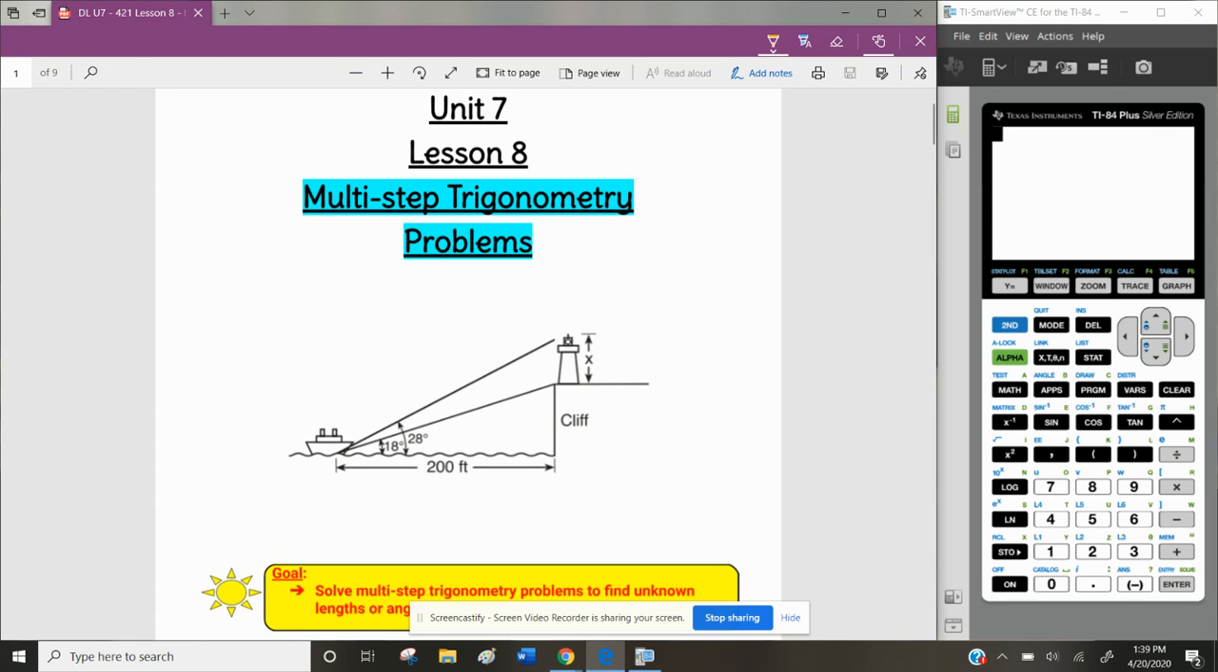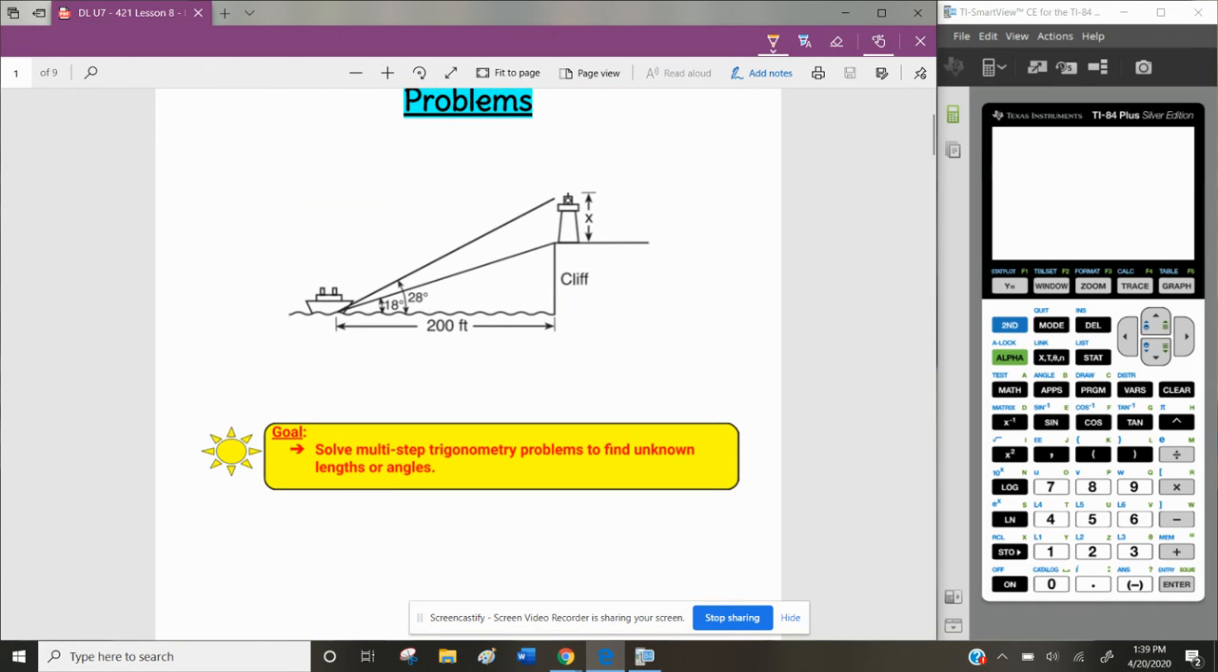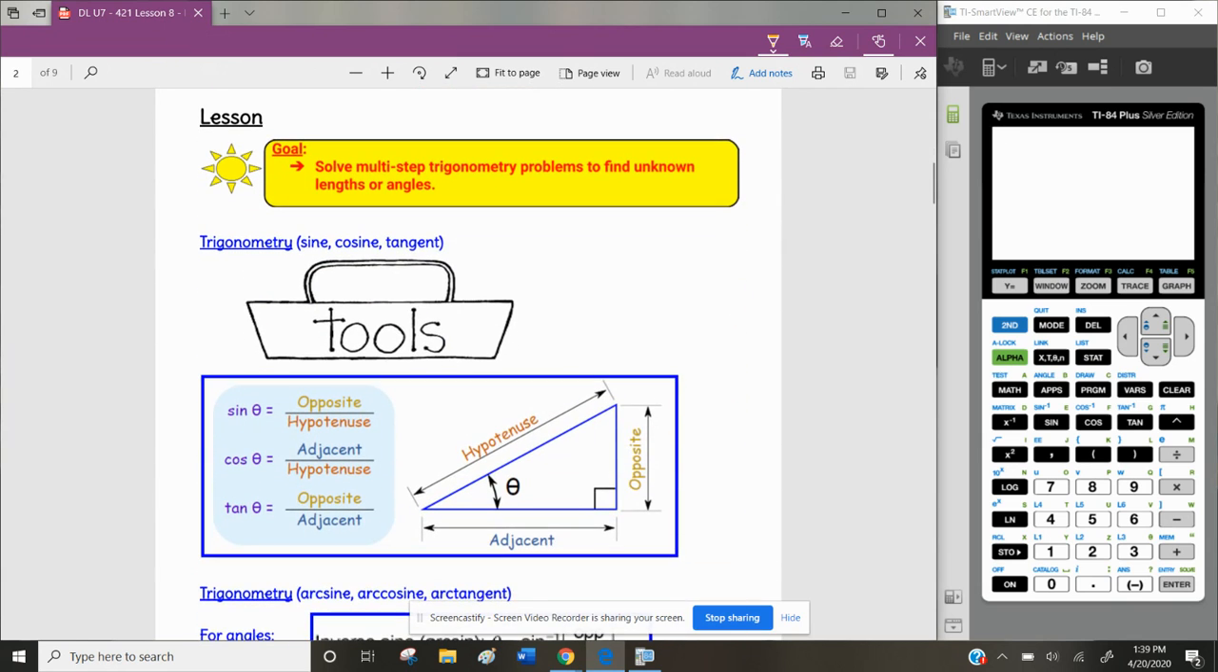This is Ms. Gallo with Unit 7, multi-step trigonometry problems. So our goal is to solve multi-step trigonometry problems to solve for unknown angles or lengths. So there's not much of a lesson to really go over here, but I'm going to just remind you of the tools that we're going to use, and then I'm going to do some model examples. These are going to be word problems. However, the pictures are going to be given for us.